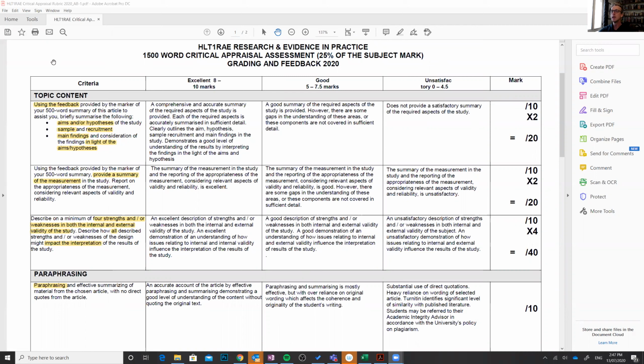I have been given the task by Andrew of having a look through and, I guess, creating a bit of a strategy for writing the 1500 word critical appraisal.